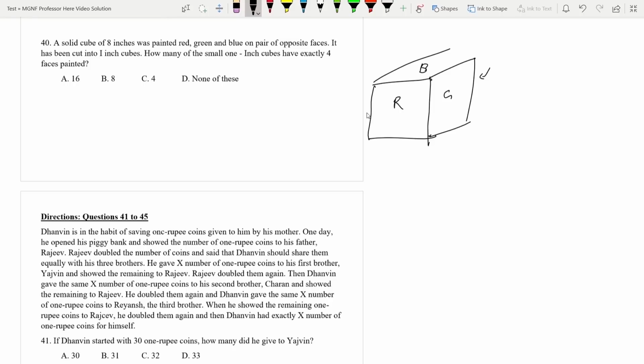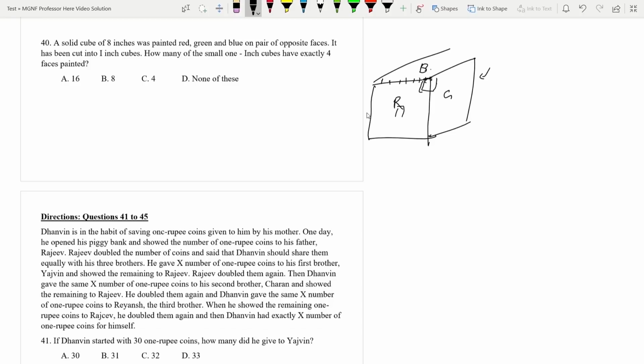The length of the side of the cube is 8 inches. So to make it 1 inch, you have to give 1, 2, 3, 4, 5, 6, 7 cuts. So 7 cuts in every direction will form 1 inch cubes, and in that 1 inch cube, the maximum number of faces painted can be for this side. This is the corner piece. 1, 2, 3. This is the maximum.